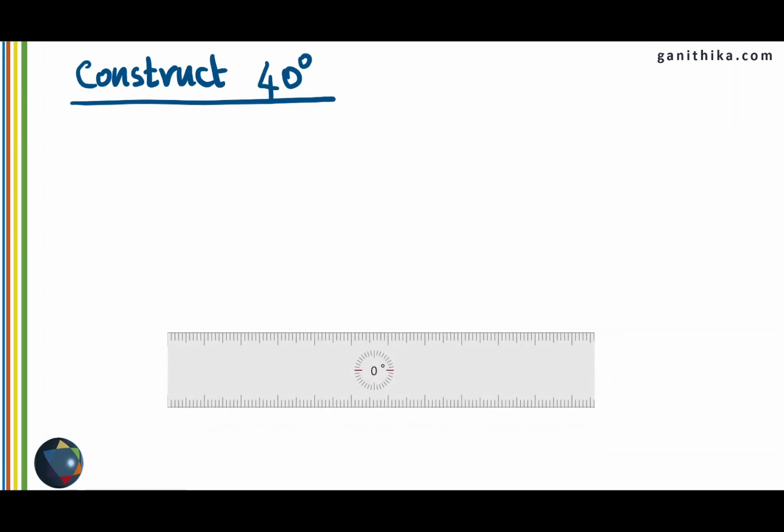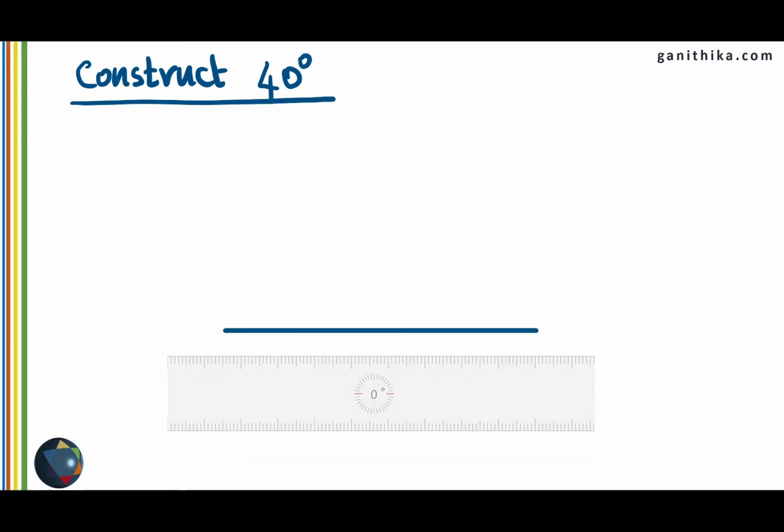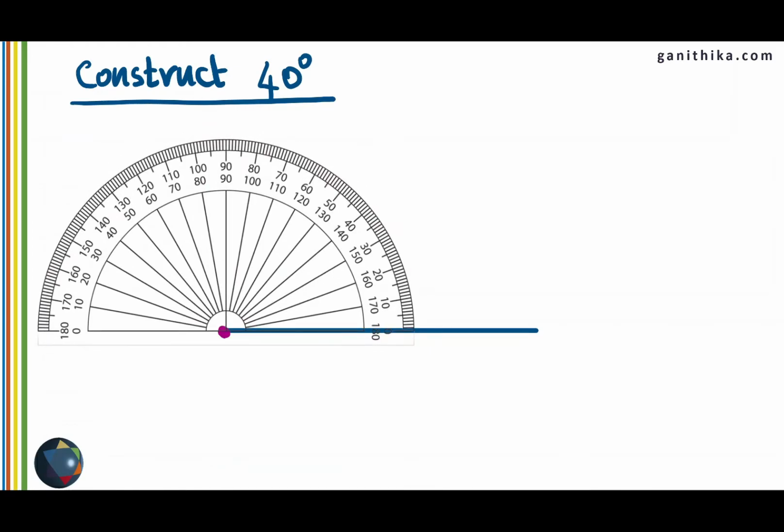First, you need the baseline for the angle. Therefore, you draw the baseline of any measure. Next, we need the vertex of the angle. So, mark the vertex on one side of the line that you just drew. Put the protractor on the vertex so that it aligns with the baseline and look for the zero on the protractor. Now, we are asked to construct 40 degrees. So, from the zero, measure up to 40 degrees. The 40 degrees is here.